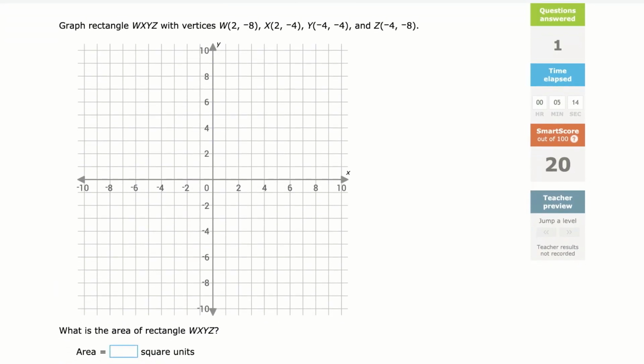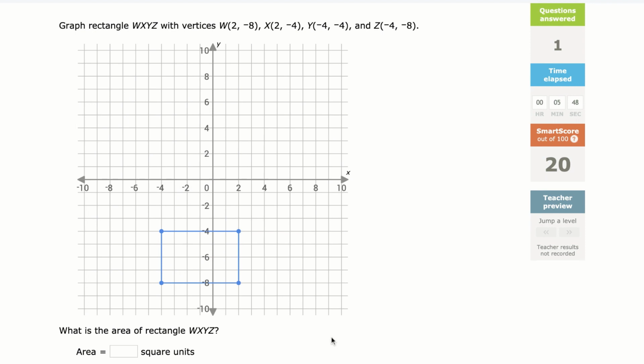Next question. Graph the rectangle WXYZ with the vertices W 2, -8. So at the origin, I'm going 2 to the right, and then down 8. 2, -8 is 2 to the right, down 8. Then we go back to the origin. For 2, -4: 2 to the right, down 4. Y is -4, -4. So I start at the origin, I go to the left 4 and down 4. And then Z is -4, -8. So back to the origin, to the left 4, down 8.